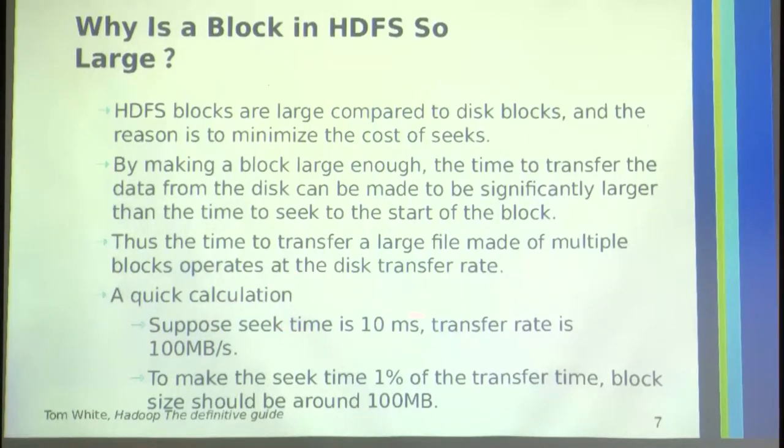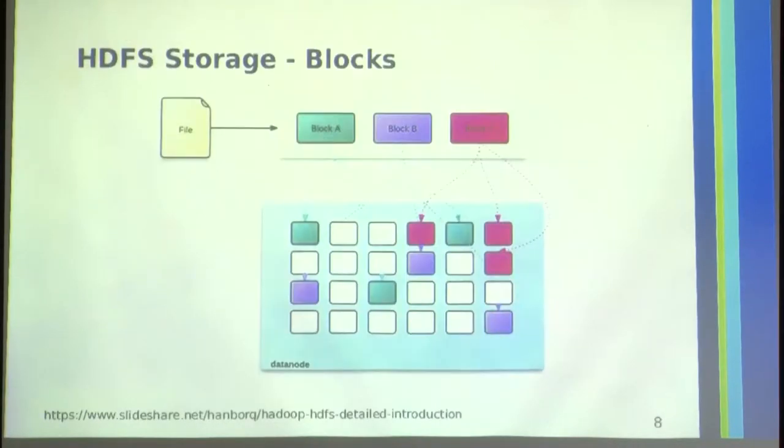So the bigger the block size, the less the seek cost, and here's some calculations. Suppose the seek time is 10 milliseconds and the transfer rate is 100 megabytes per second. To make the seek time 1% of the transfer time, you need a block size of about 100 megabytes. If you had a Hadoop system of solid state drives, you could maybe get away with a bit smaller block size, but you'd probably just keep the same. I don't know. So it's large for that reason.